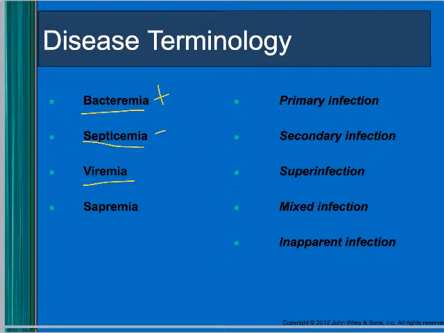Viremia is viruses in the blood, and sapremia means that you have organisms that are eating dead tissue. So a saprophyte is something that eats dead tissue.